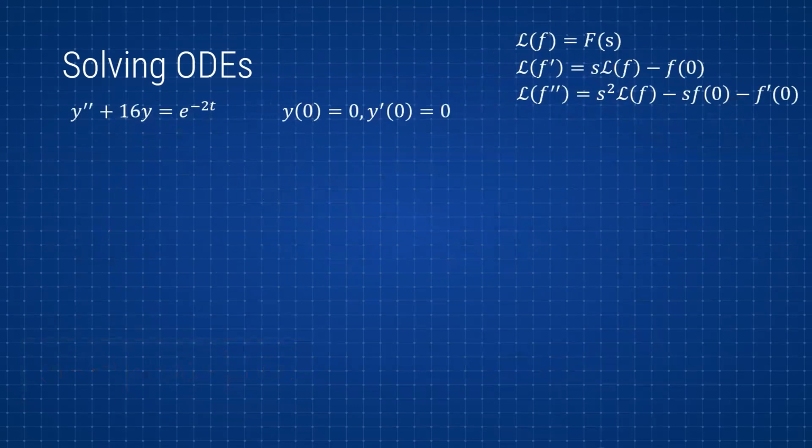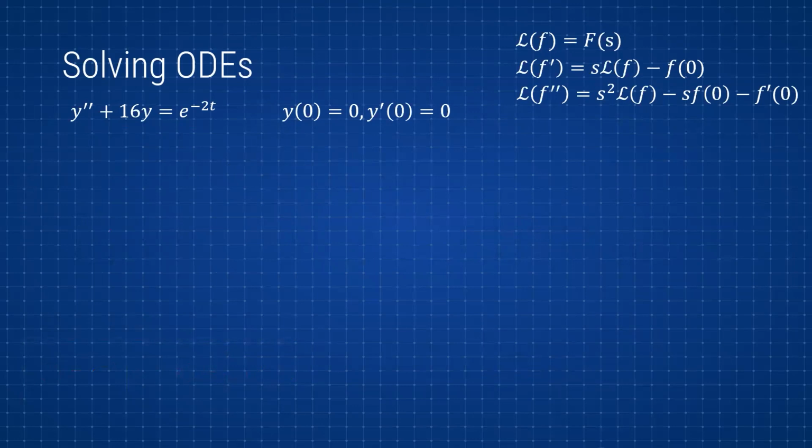And the last problem that we have is y double prime plus 16y equals e to the negative 2t. So in this one, you can see this is not a homogeneous problem. This is actually a non-homogeneous problem. We have both initial conditions equal to 0, but the process is exactly the same.